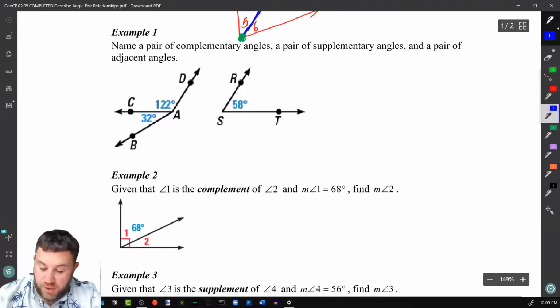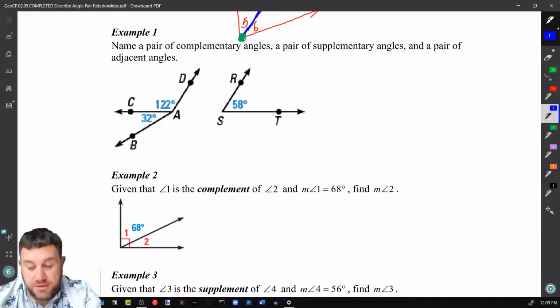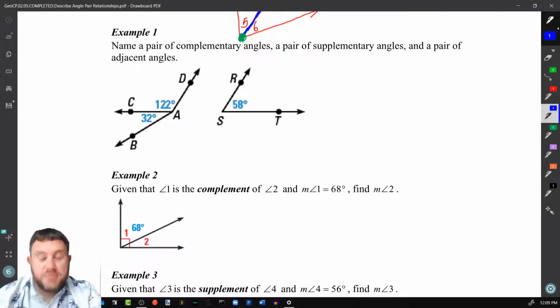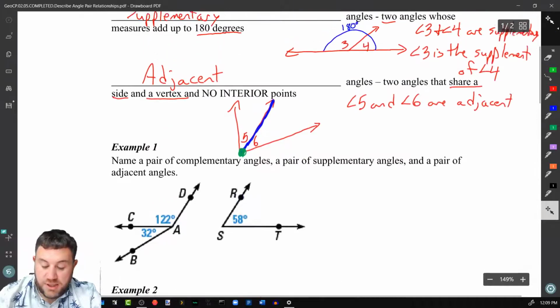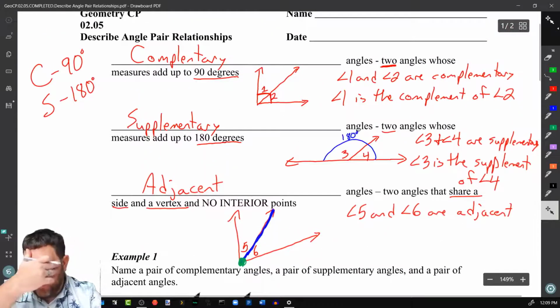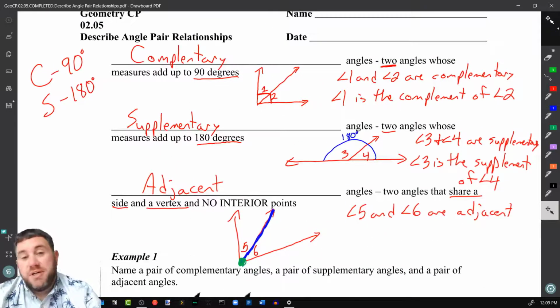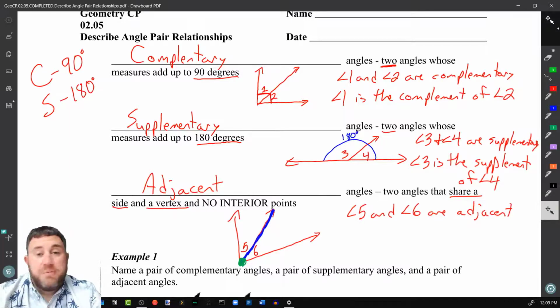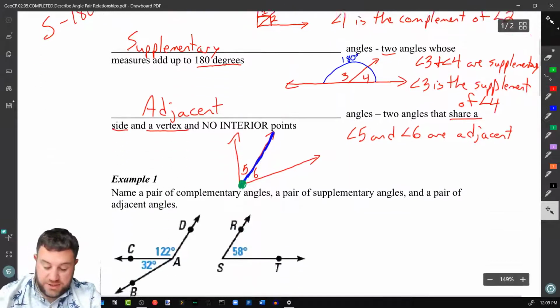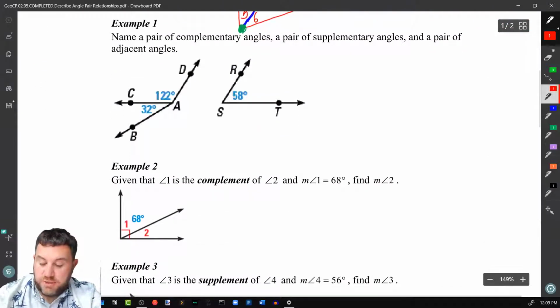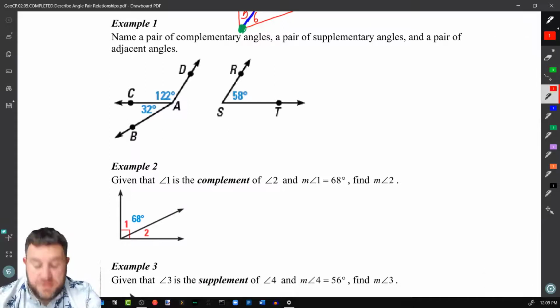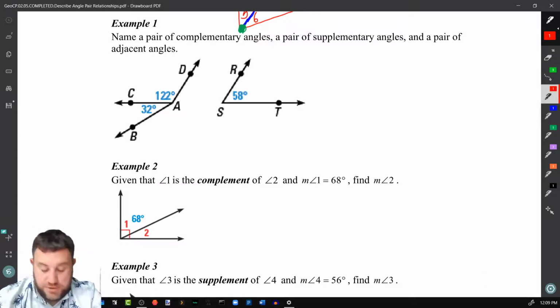For example 1, we want to name a pair of complementary angles, a pair of supplementary angles, and a pair of adjacent angles. Now, just going back to the vocabulary, complementary and supplementary don't have to be adjacent. They can be, and that's fine, but they do not have to be. So as you are naming angles, you do not have to have adjacent angles to be complementary, like our picture showed.